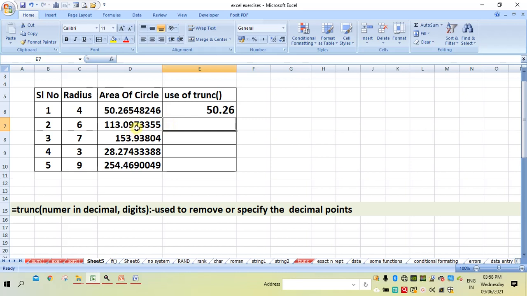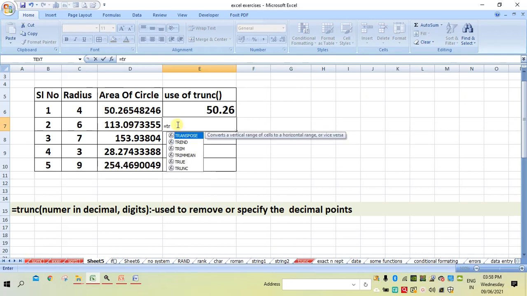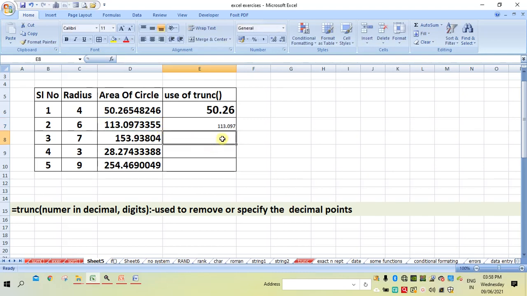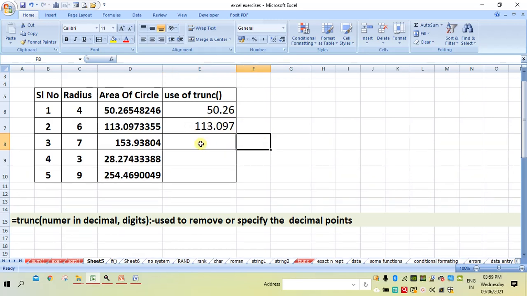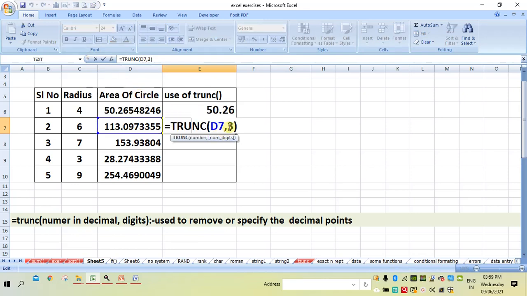Similarly, if you want up to 3 decimal places, then you can write in next column is equal to trunc in bracket, specify the cell, comma, and I will write 3 here. So we'll get 097. You will get 097 because we wrote up to 3 decimal points. Therefore, from this it will take 097.